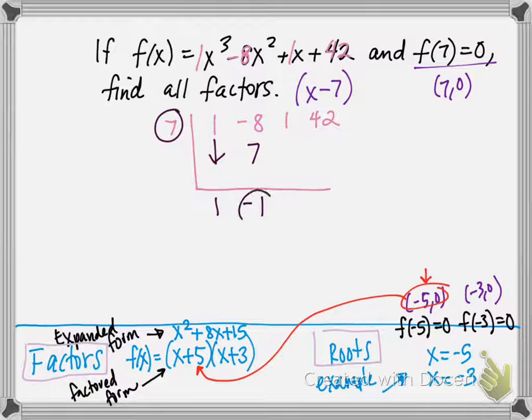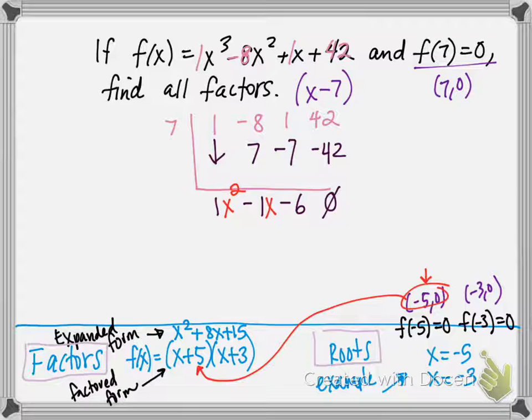So from here, I multiply these together. 7 times negative 1 is negative 7, and then I add these together. 1 plus a negative 7 is negative 6. Now I multiply these together. 7 times negative 6 is negative 42, and then I add these. 42 plus a negative 42 is 0, and that's what I was expecting because my remainder should be 0 if it is a root. So from here, I need to add my variables, so I know to decrease the power, instead of to the third, it's to the second. So it's 1x squared minus x, and then minus 6.